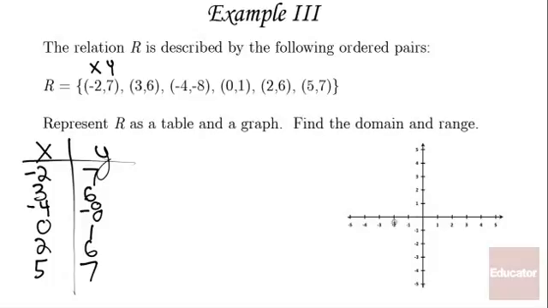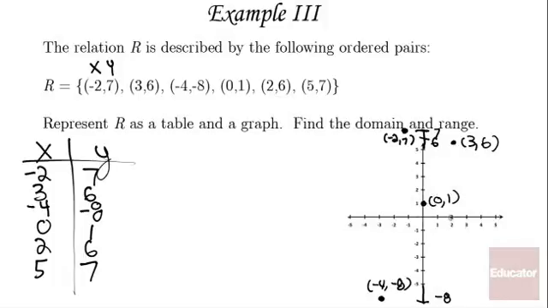-2, 7, so -2, and then 7. So add on just a bit. That's my first point. Next point is 3, 6. So 3 on the x-axis and then 6 on the y-axis. Next, -4, -8. So we'll put -8 right there. -4, -8. 0, 1. 0 for the x, 1 for the y.